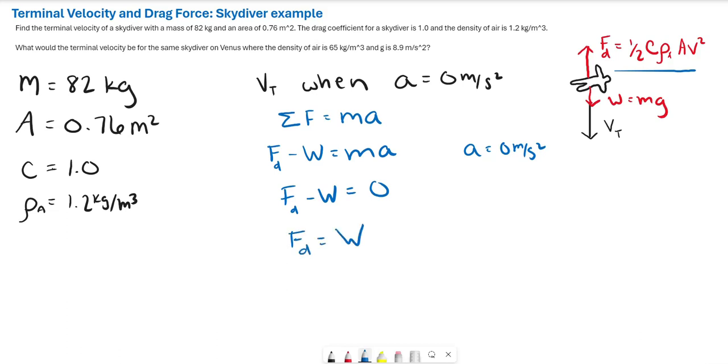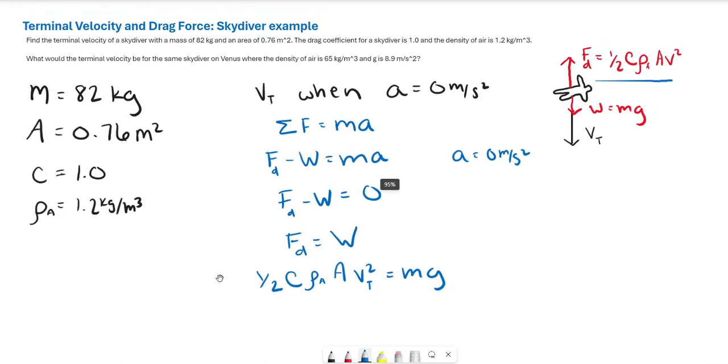So let's go ahead and plug in the equations for drag force and weight. That gives us 1/2 c times rho times the area times velocity squared, and now we are at terminal velocity because they're no longer accelerating, and this is equal to mg. So what we're going to do here is just solve for the velocity.